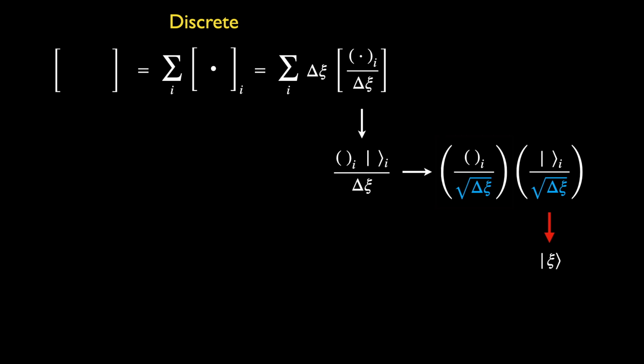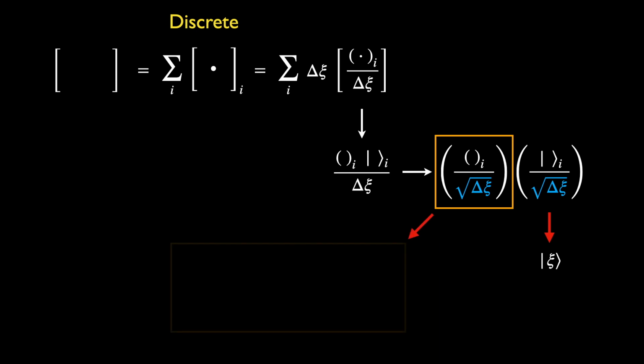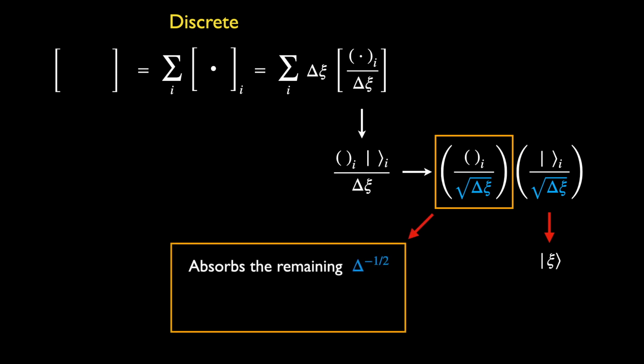The other term that comes together with the vector then absorbs the remaining inverse square root delta. This term could itself be a vector or just a number. Its absolute square must then be a distribution, like the probability distribution we have just talked about, or a delta function, something that gives a finite result under an integral.